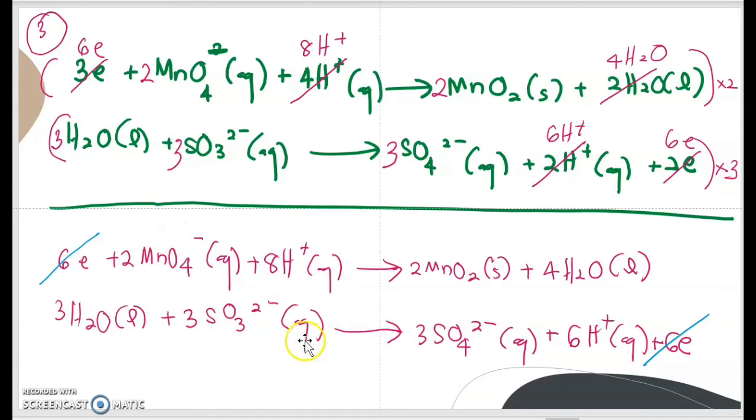So look at the equation. Any atom that we can cancel off, or any molecule, if you can see, we have 8H plus here and we have 6H plus here. So we can cancel it. 8 minus 6 become 2. So we have another 2H plus. Anything else that we can combine? Yes, water. We have 3 mole of water here and 1 mole of water here. So we can combine it. 4 minus 3 become 1. So the residue will be here.